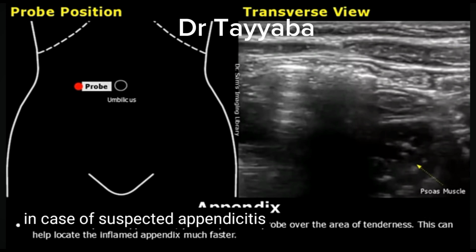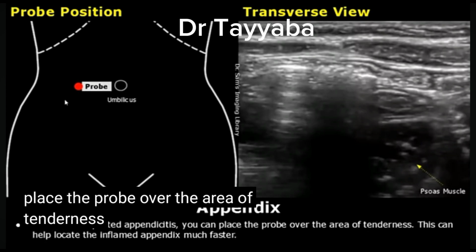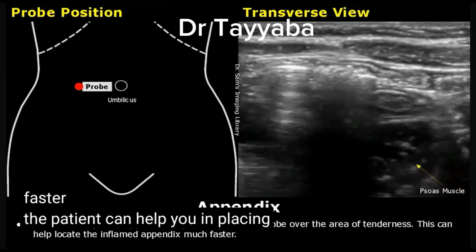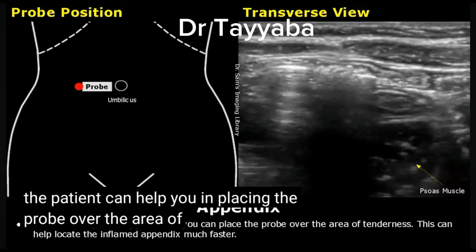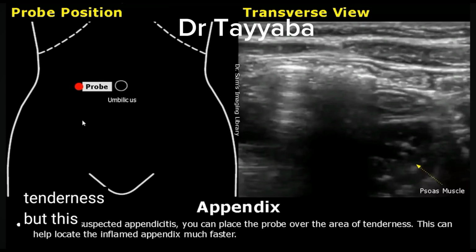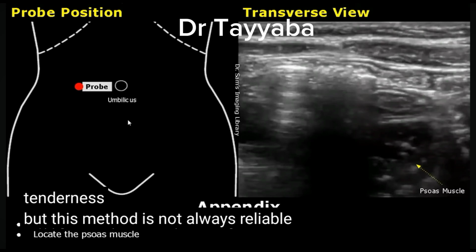In case of suspected appendicitis, place the probe over the area of tenderness. This helps in locating the appendix much faster. The patient can help you in placing the probe over the area of maximal tenderness, but this method is not always reliable.